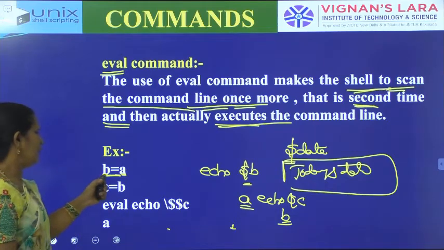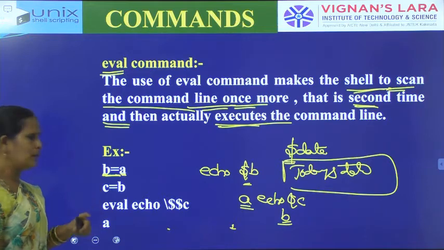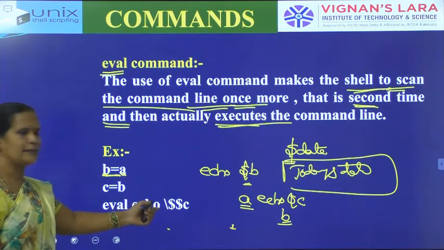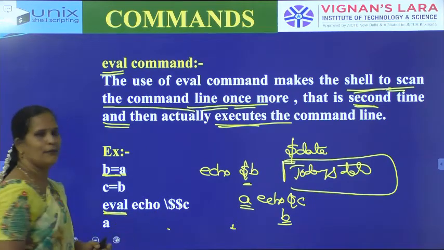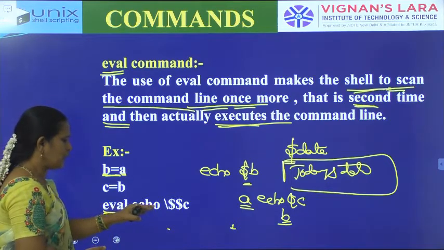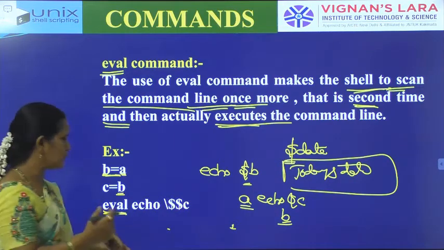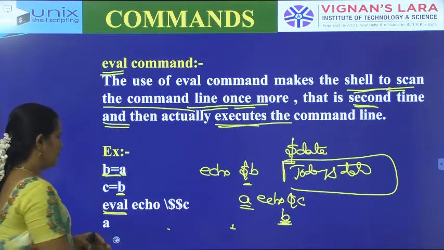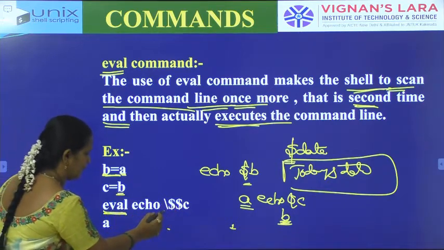After this, B value is equal to A, C is equal to B. This is going to print only A. Again here I specified eval, which means it is going to scan more than once. Eval space echo space dollar C is going to print B. In order to get the value of B, echo space dollar B. In order to get the value of C, echo space dollar C.